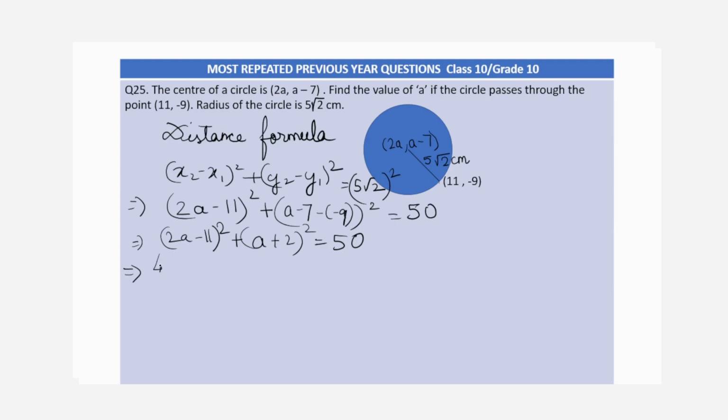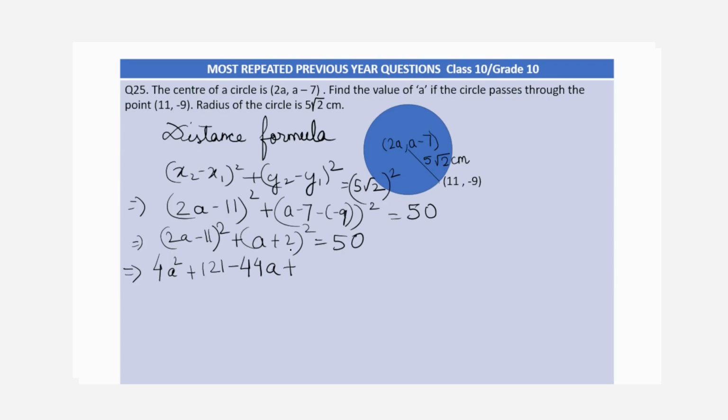So it will be 4a square. We'll just use the (a minus b) whole square formula. So 4a square plus 11 square, how much is 11 square? 121, minus 2 into 2a into 11, which will be 2 into 2 is 4, 4 into 11 is 44a. And it will be minus 44a, because (a minus b) whole square is a square plus b square minus 2ab.